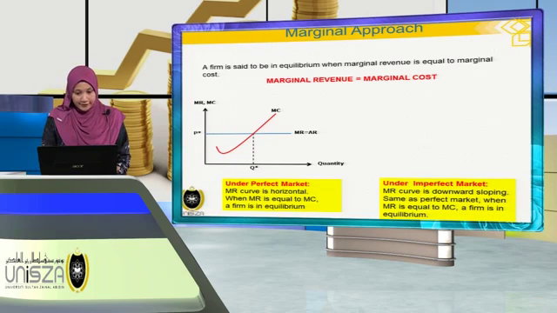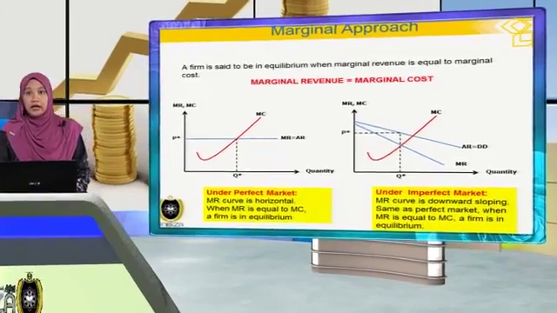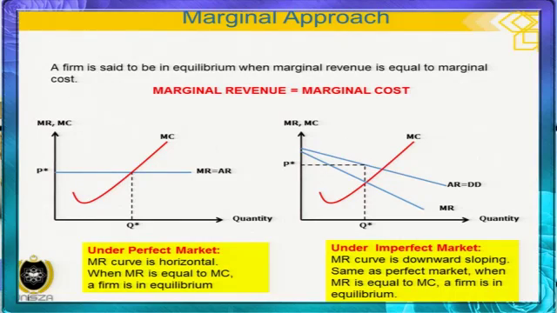Okay, for the first graph, under the perfect competition market, the MR curve is horizontal. And when the MR is equal to MC, a firm is in equilibrium at the point P star and Q star. And we go to the second graph. In the imperfect market, the MR curve is downward sloping, unlike the perfect market. When the MR is equal to MC, a firm is in equilibrium at the P star and Q star.